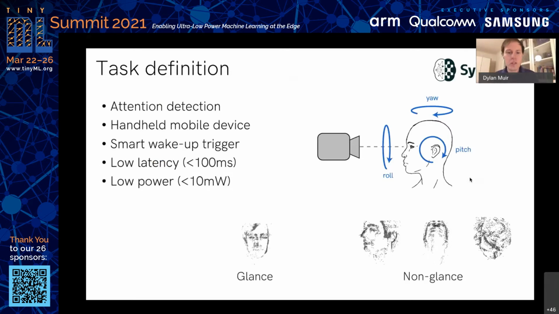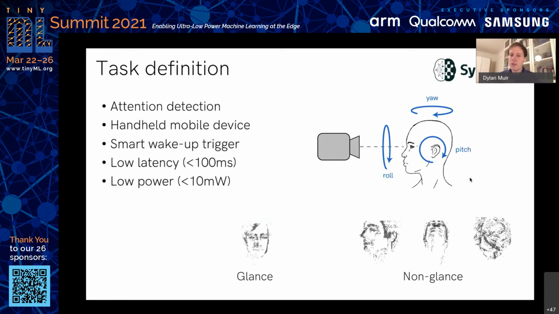The first use case that I'm going to show you is an attention detection sensor. This would be for a handheld mobile device, and the device should sense if the user is interacting with the device or not. It does so by distinguishing between a glance, which means that the user is looking directly into the camera, versus a non-glance or background, where the user is looking away from the camera, or there's no human head in the frame.